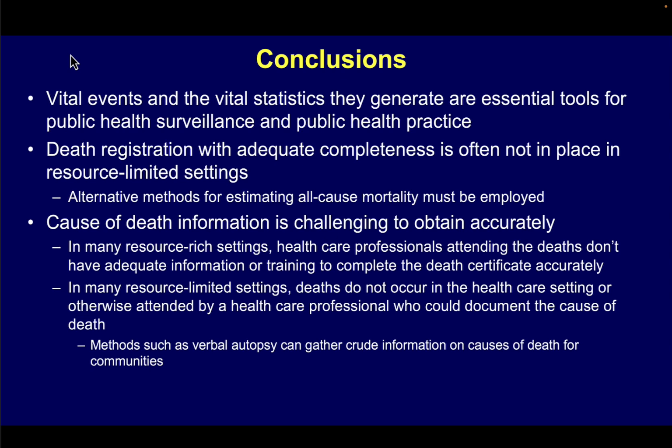In many resource-limited settings, most deaths occur outside the healthcare setting, and in these situations, methods such as verbal autopsy can help gather crude information in such a way that it will be useful for at least understanding the distribution of causes of death at the community or population level. I hope this session has given you a deeper understanding of where mortality comes from and where data on the causes of death come from, and also some of the attendant challenges and limitations of those data, and some of the considerations that need to be kept in mind when interpreting and using data on mortality and causes of death as part of public health surveillance.